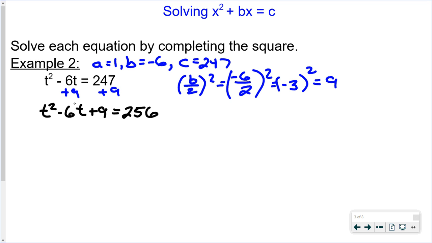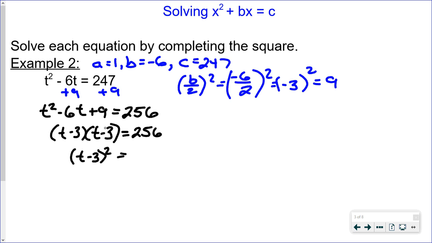256. So we'll factor the left side here. We're looking for two numbers that multiply to positive 9 and add to negative 6. If it multiplies to a positive and adds to a negative, then that means they're both negative numbers. So that would be t minus 3 times t minus 3 equals 256, not 266, 256. Again, this can be rewritten as t minus 3 to the second power. In the future, I'll skip this step and just write it like this.